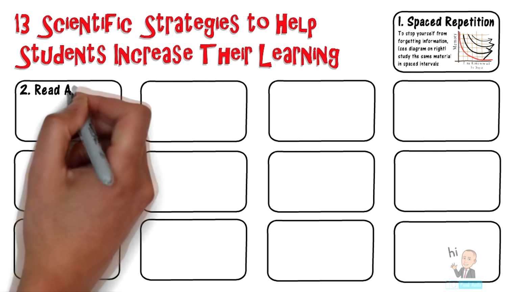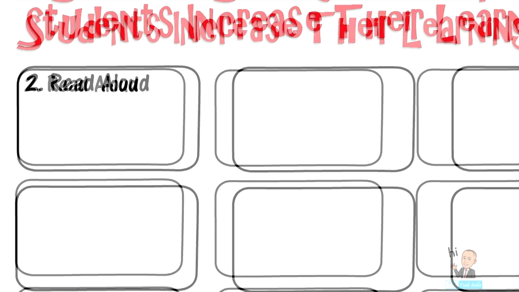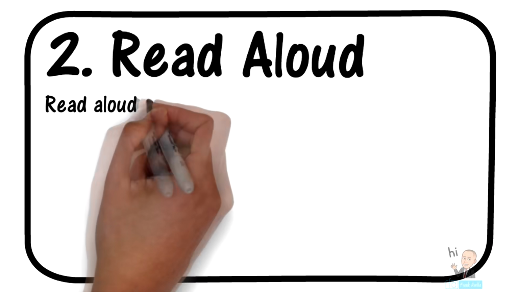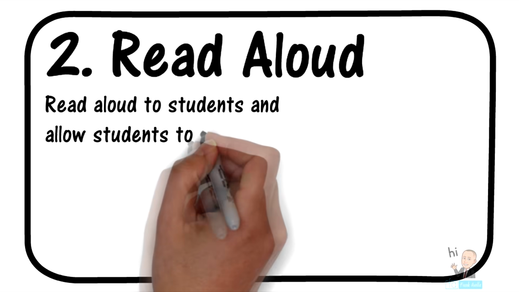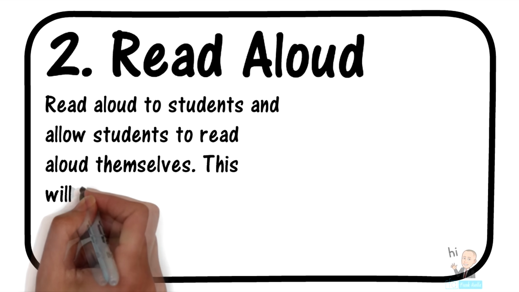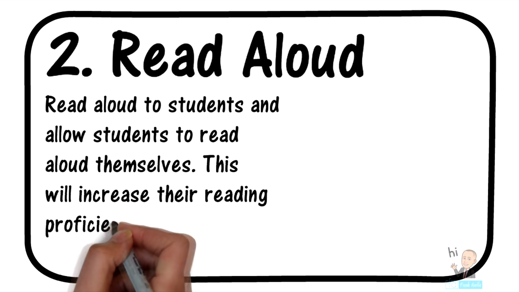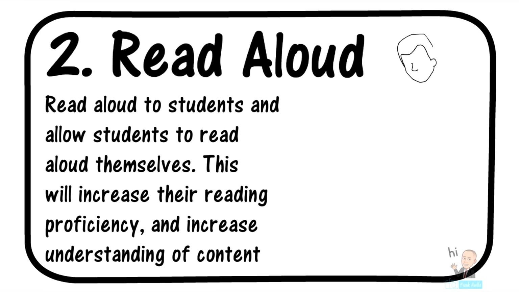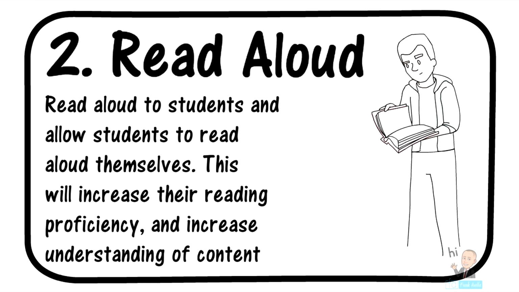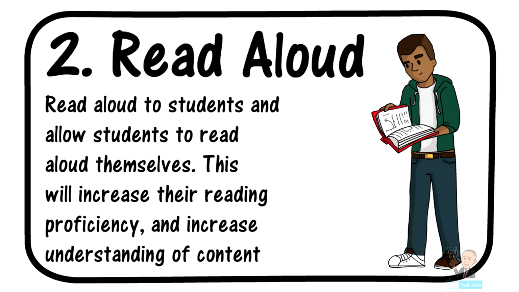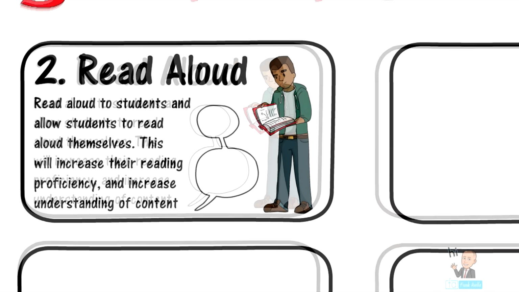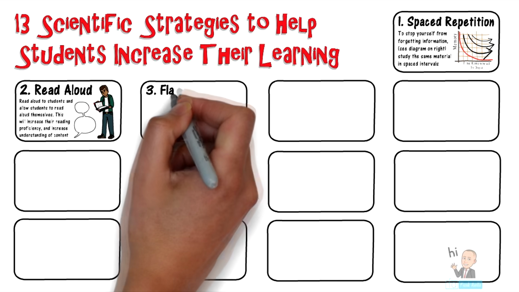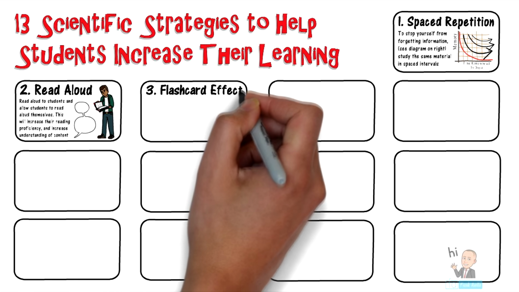Number 2, the second box, is to read aloud. Read aloud to students and allow students to read aloud to themselves. This will increase their reading proficiency and increase understanding of the content. Research tells us that the act of reading and speaking text aloud will better help you memorize information than simply reading information silently.